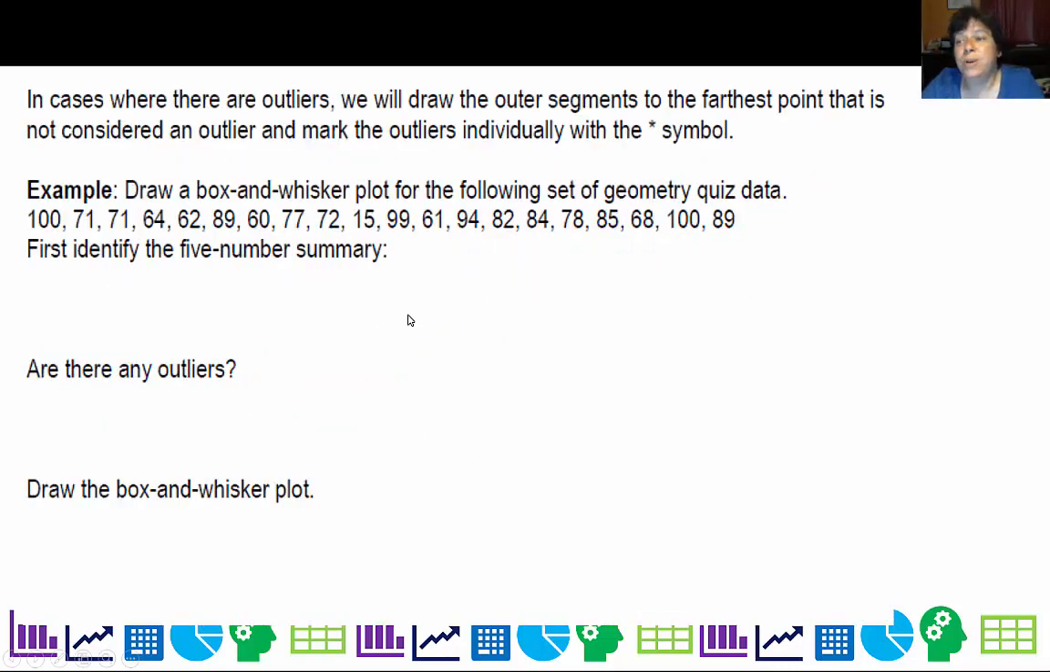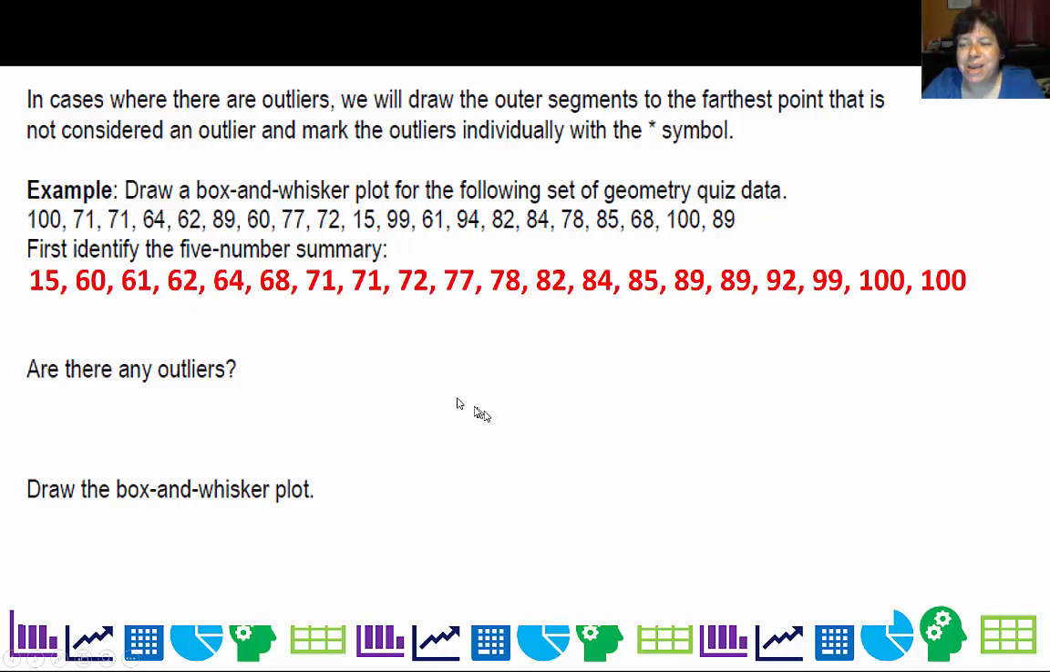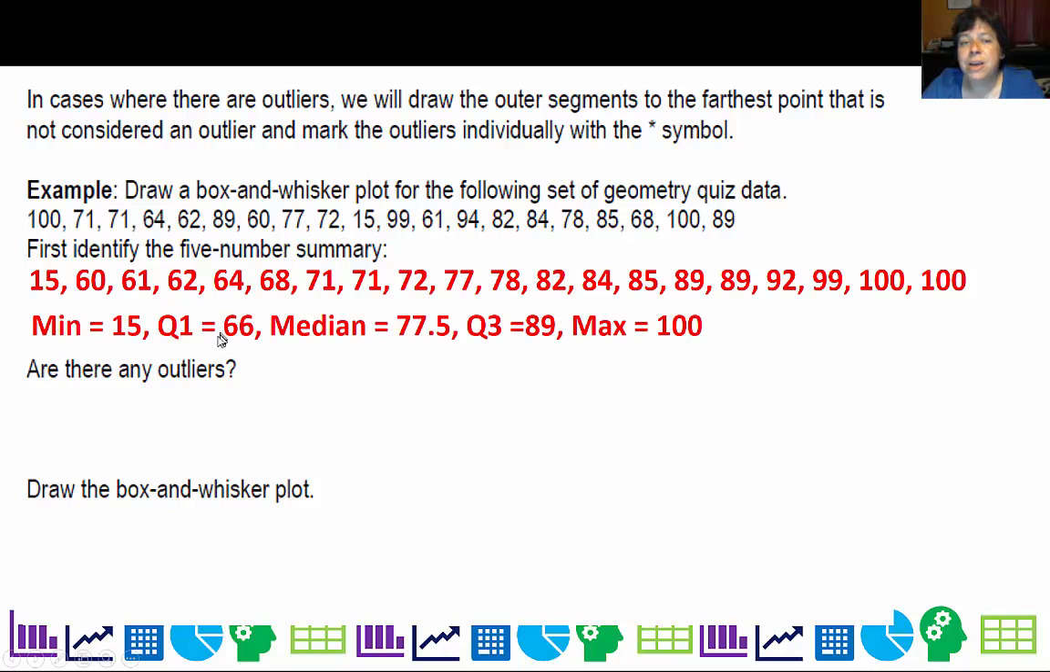Now let's go ahead and look at a case where there are outliers. First of all, I have all this quiz data in here. And if you look, once I put it in order, it makes it easier to pick my outlier. Most of my kids passed, right? Got a couple 60s, always. And then we have someone who totally slept during the class who got a 15. Okay, so my 5-number summary is: min is 15, Q1 is 66, my median is 77.5 because it's halfway through my set of data, Q3 is 89, and my max is 100.